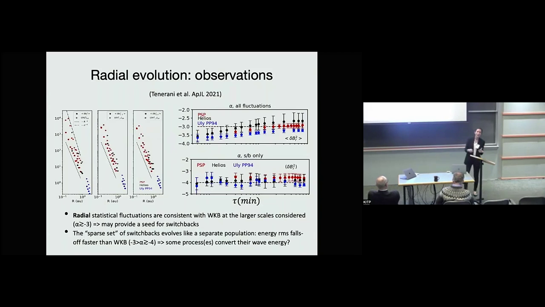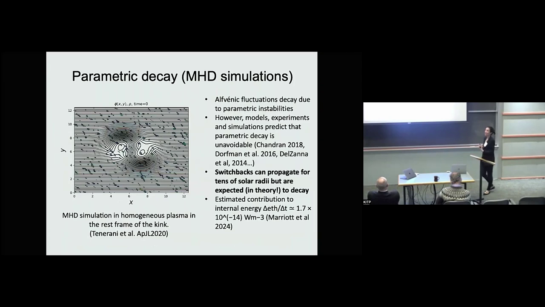Now, different processes have been investigated observationally and also with simulations that can erode and disrupt the switchbacks. One is, for example, reconnection at their boundaries, although it's a quite rare process observed. Dispersion, like the effect of dispersive waves, can also contribute. But what I'm going to focus on here is the effect of parametric decay on the switchback.